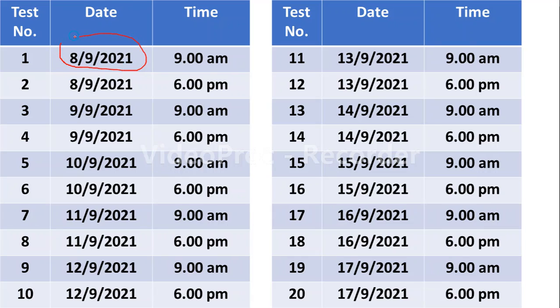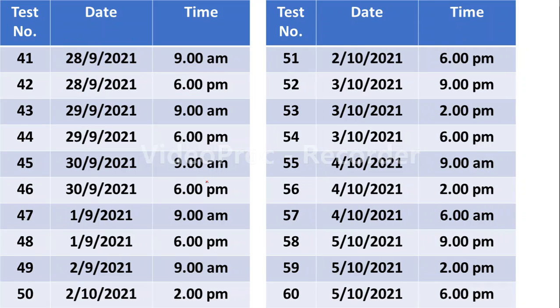We are going to start our tests on 8 September 2021. Daily you will have 2 tests, one in the morning at 9 a.m. and the other in the evening at 6 p.m. From 2nd October 2021 you will have 3 tests per day: the first at 9 a.m., the second at 2 p.m., and the third at 6 p.m. So from 2 October to 5 October you will have 3 tests every day, and we are completing all the tests on 5 October 2021.